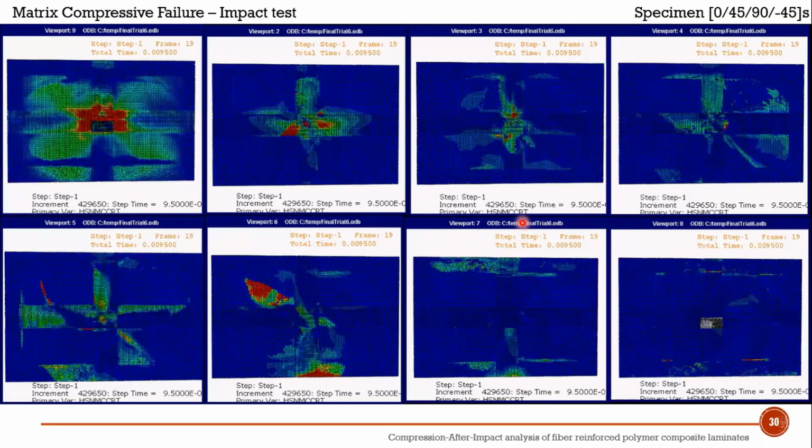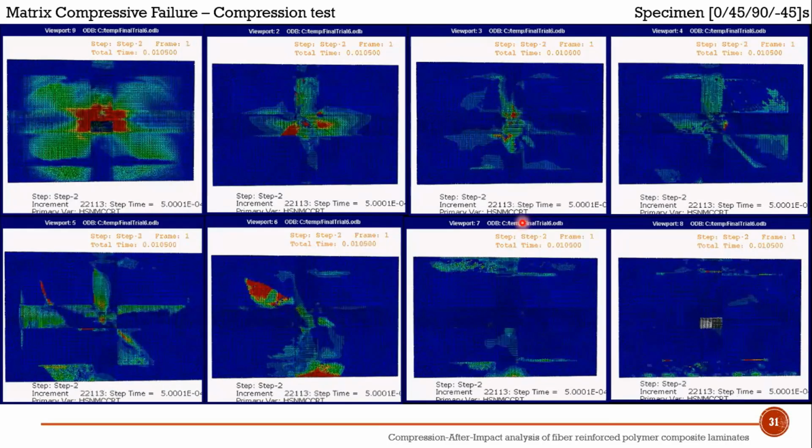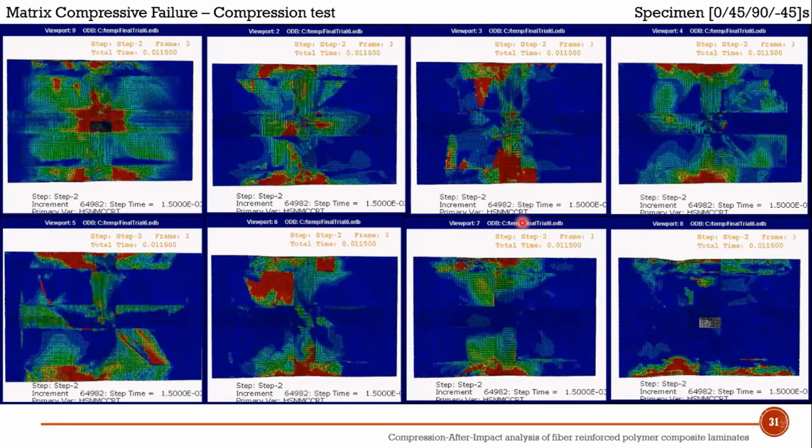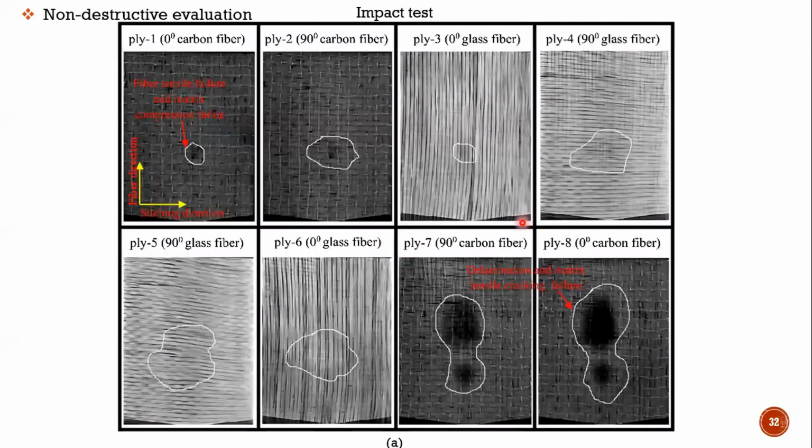For that, this failure criteria is very, very important. Here also we see there's a prominent failure of matrix compression under the impactor on the top 2 or 3 layers, but particularly on the top layer it is more prominent. And again, during compression tests, matrix failure is spread across the entire laminate, because that is the main material that is taking up the load.